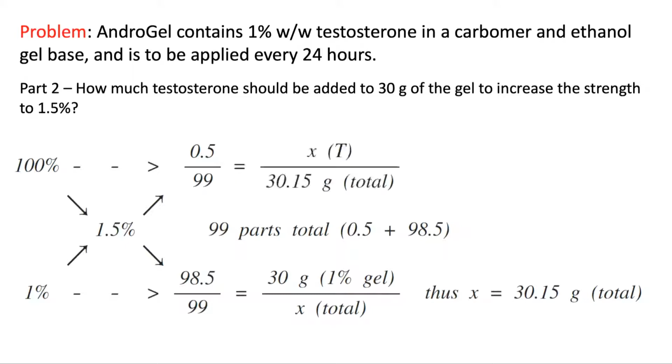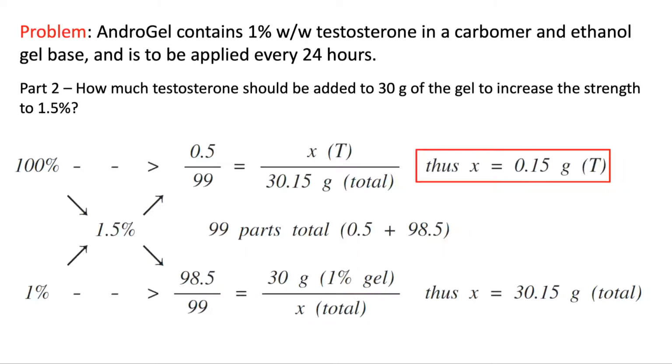Okay, since that's the same total that we would have up on top, let's use our upper proportion to say that we need 0.5 parts of testosterone out of the 99 total. Set that equal to some X, essentially grams of testosterone, over the weight total that we just solved for, which was the 30.15. Now if we solve for X, we can see that X is equal to 0.15 grams of testosterone.